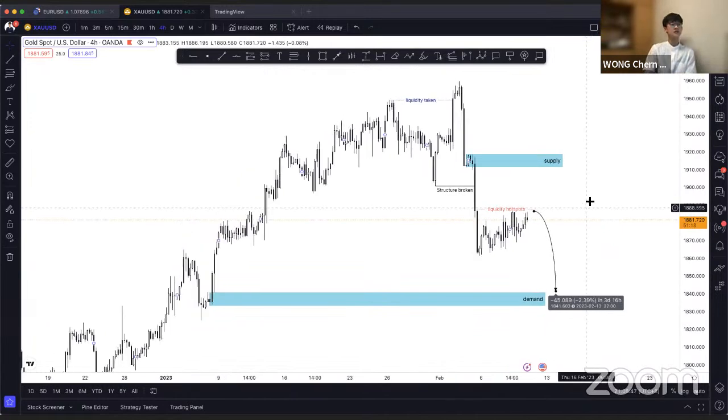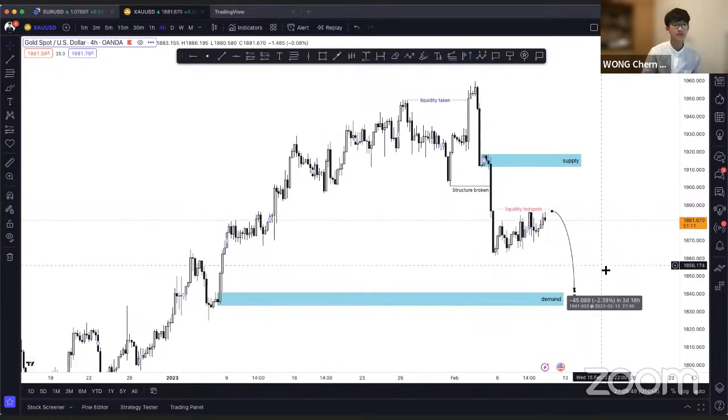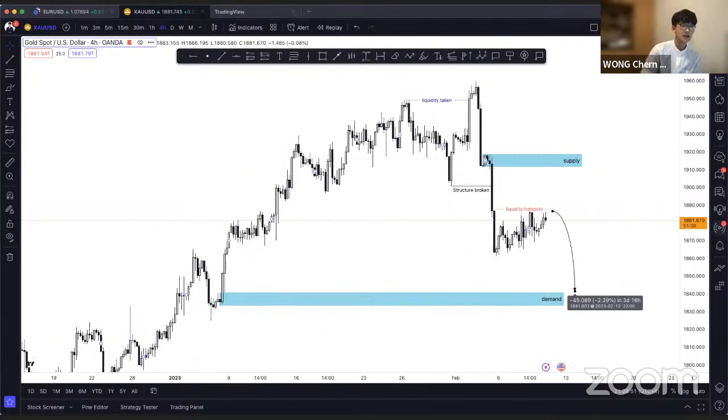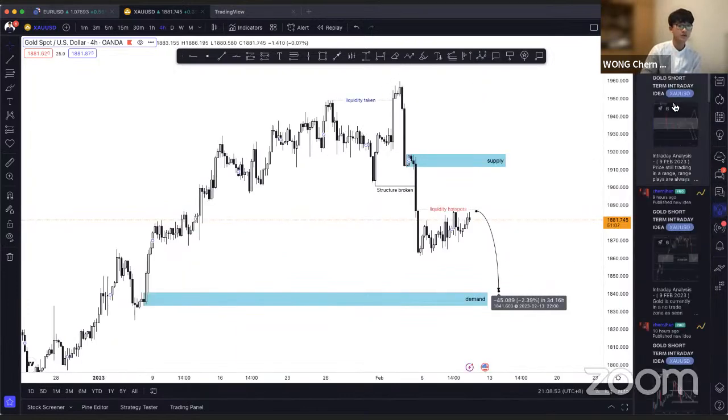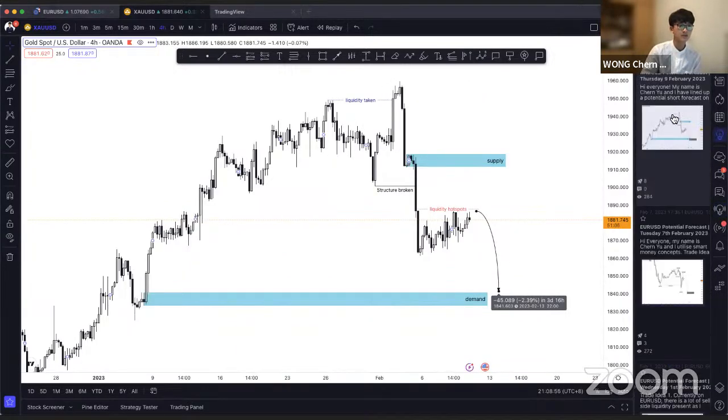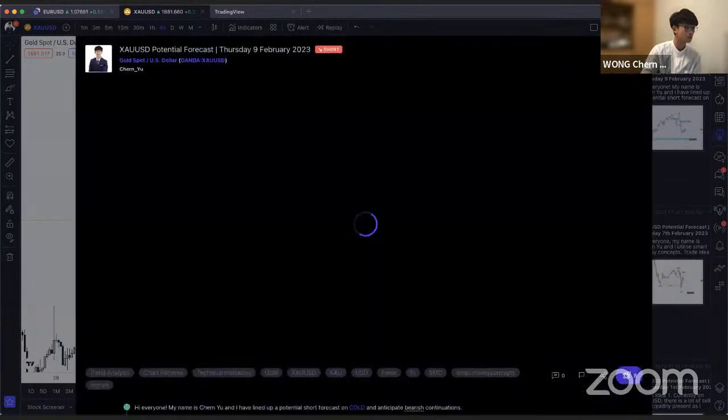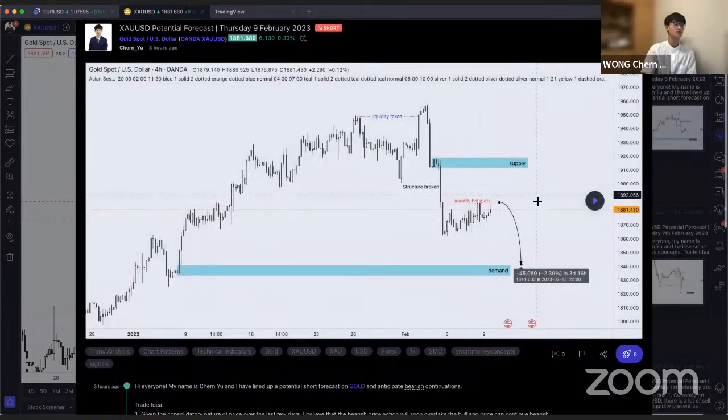Okay, I actually forecasted gold to come down to the demand zone at 1850, and I posted this on my TradingView. So do take note, guys. It's this post here that I did on the chart of gold.